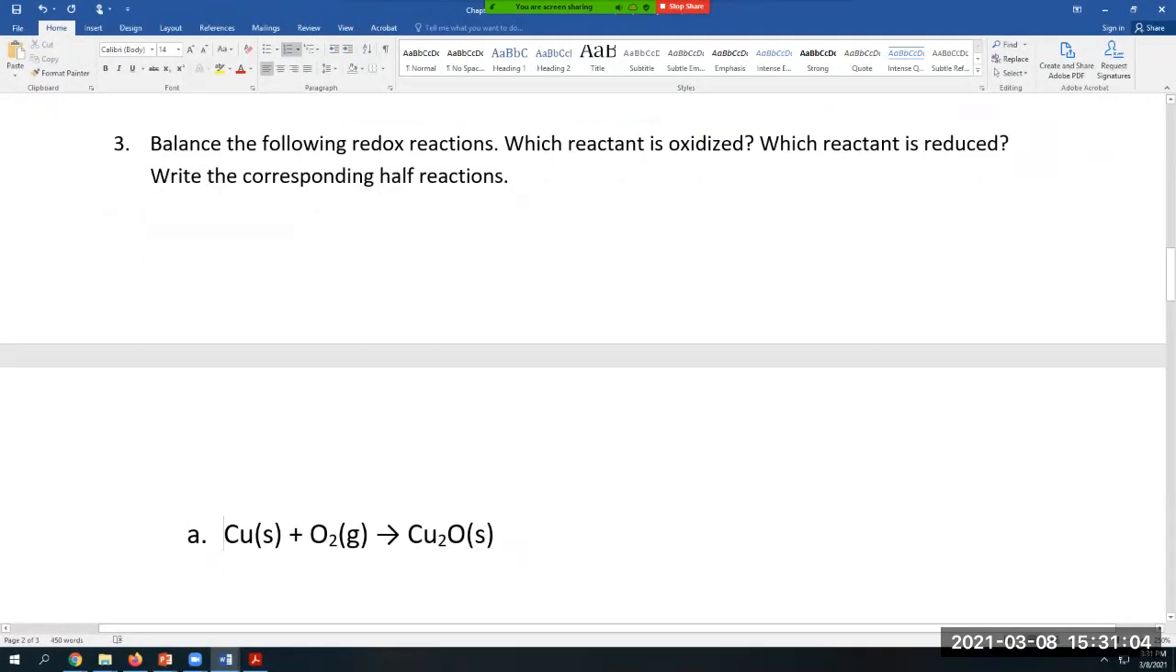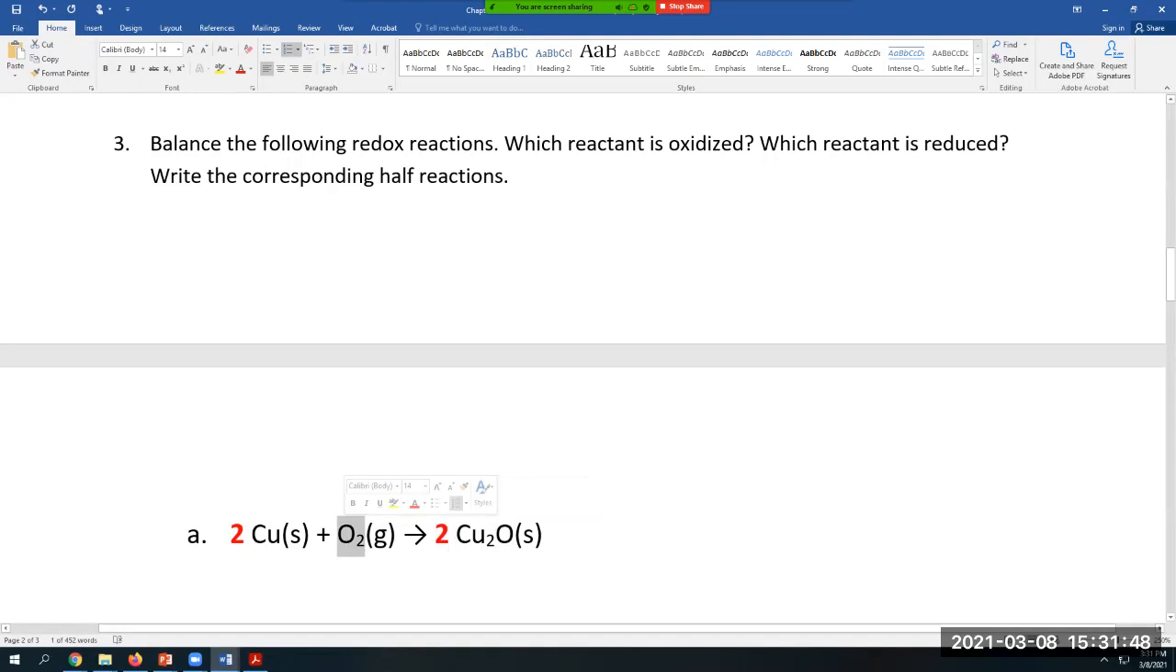So let's balance. We have 1 Cu on the left, 2 Cu on the right. So let's make it 2 by having a 2 in front of the Cu on the left. And that means here a 2, and let me make it red so we see it. So this way we now have 2 Cu on both sides. Oxygen, we have 2 oxygen on the left, 1 oxygen on the right. So we want to make it 2 oxygen on the right, so we will put a coefficient of 2 here to make 2 oxygen on the right, just like we have on the left.